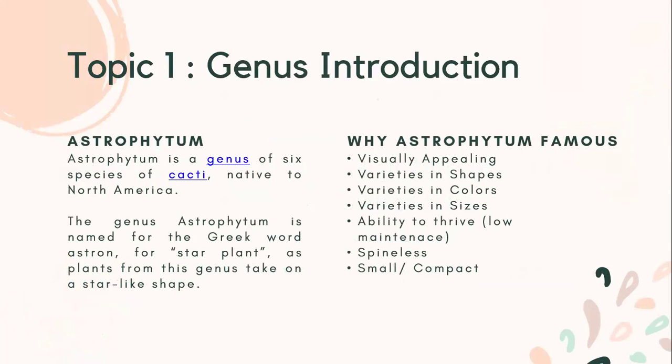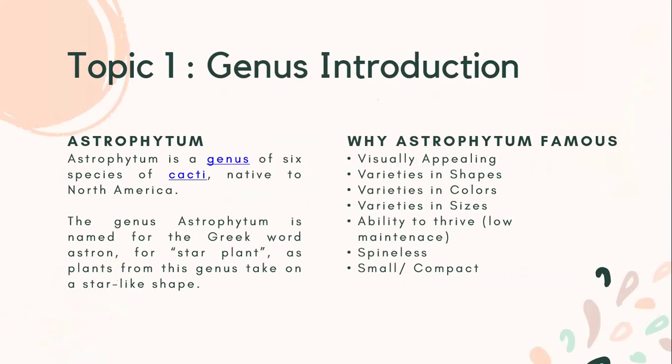Astrophytum is a genus of 6 species, native to North America and a small part of Texas. The word Astrophytum came from the Greek word astron, meaning star, so star plant, which is what the genus is known for: star-like shaped plants.